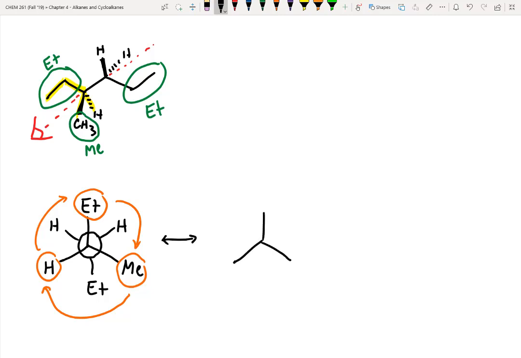All right, where will the ethyl group be now? The bottom right. The methyl group will be bottom left. Then the hydrogen right here. And then the back carbon, we said we're going to hold that one steady, which means it's not going to move during this entire process.